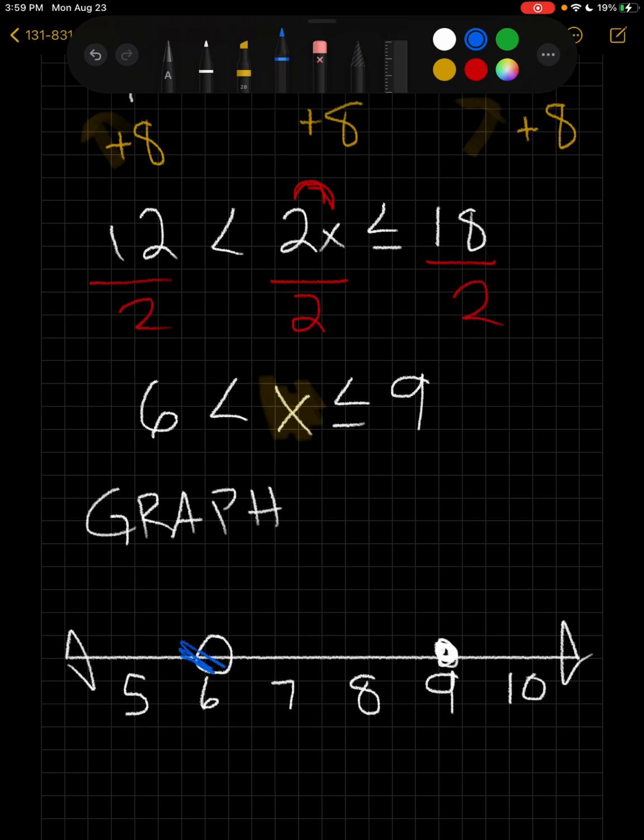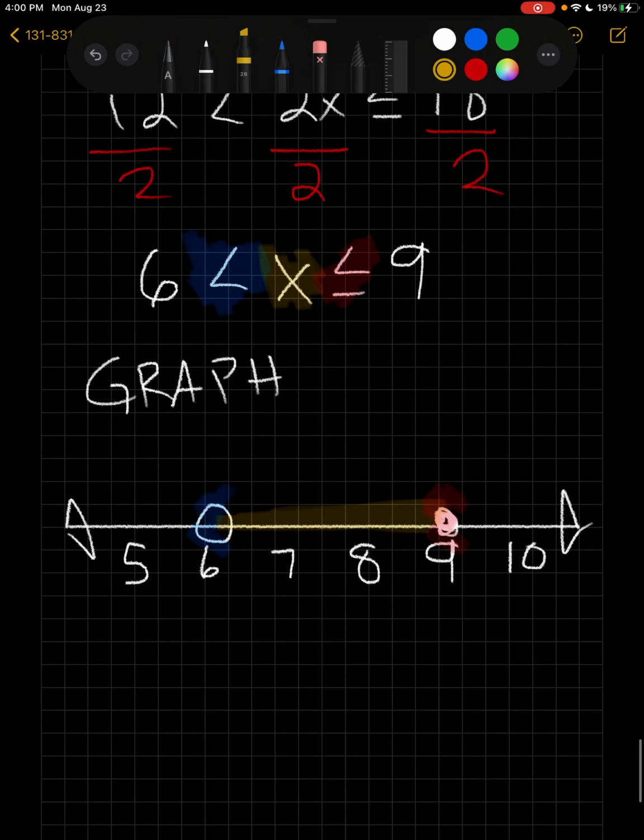Here I'm using an open circle for 6 because I have a strictly greater than symbol here. And I'm using a closed circle for 9 because I have a less than or equal to symbol here. And x is actually, I'll highlight in yellow, all the numbers in between 6 and 9.